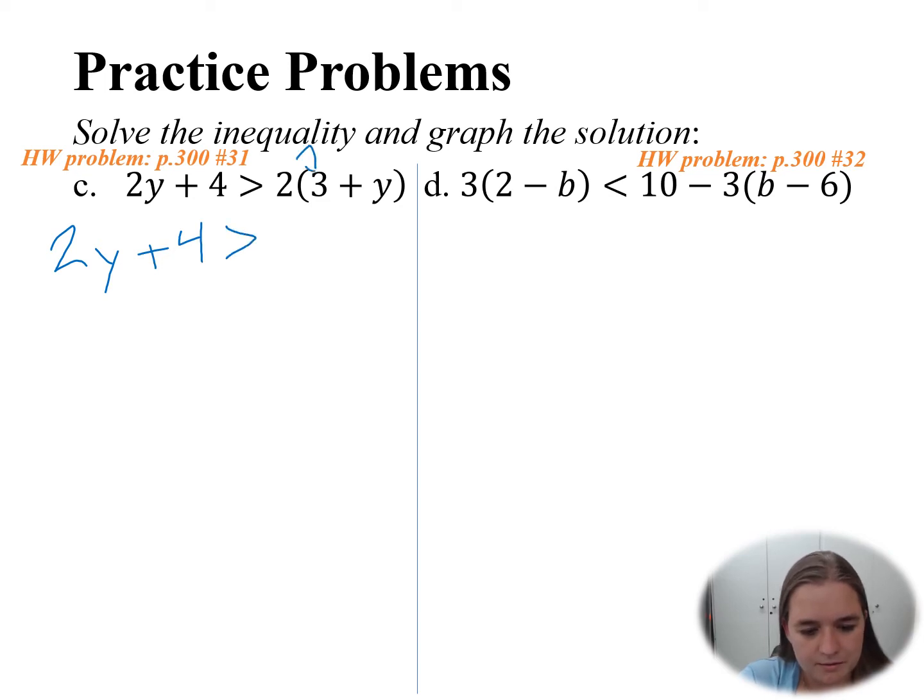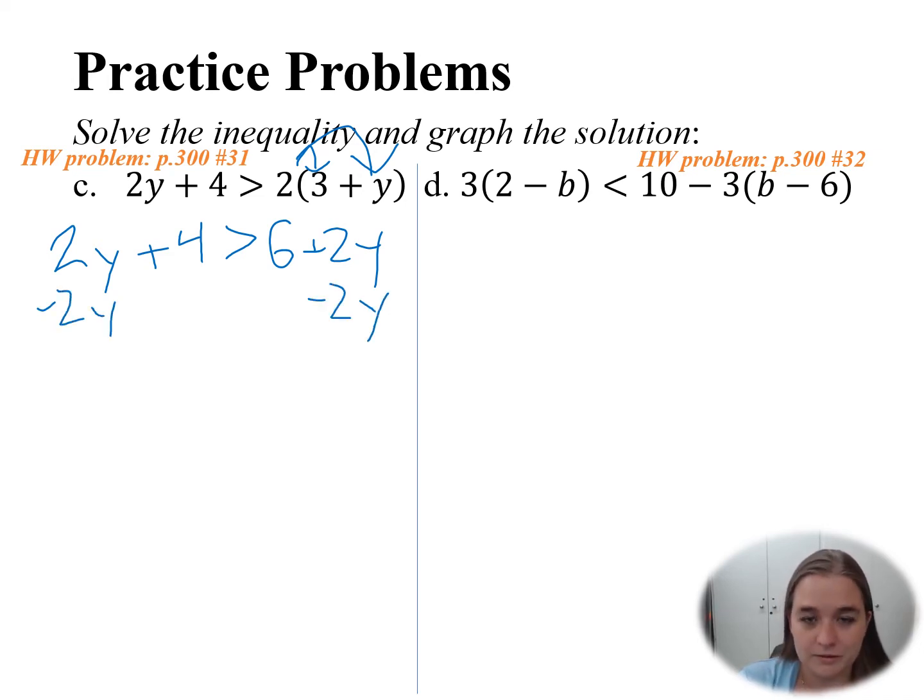But on the other side of my inequality symbol, I can distribute. I get 2 times 3 is 6, plus 2 times y is 2y. Well, now, I want to get my y's on the same side of the inequality symbol. To do that, I've got to get rid of 2y. At this point, alarm bells should be going off in your brain.